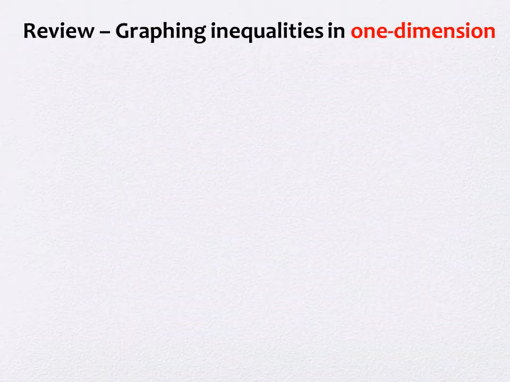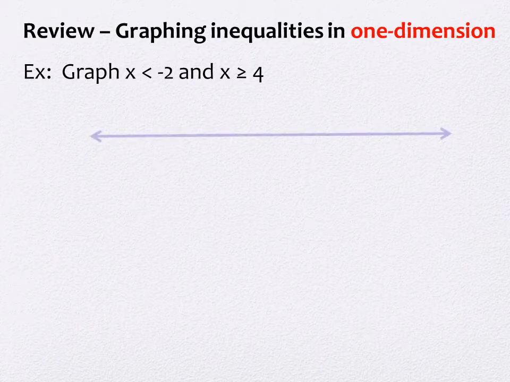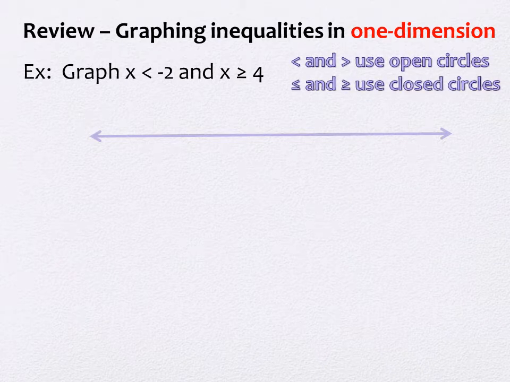Remember back in semester 1 when we talked about graphing inequalities in 1 dimension. For example, I asked you to graph x less than -2 and x greater than or equal to 4. The first step we did was we set up a number line. Now remember, when dealing with inequalities such as these, we have to use open and closed circles. So we use open circles for less than and greater than signs, and closed circles when we have the equal to part underneath.